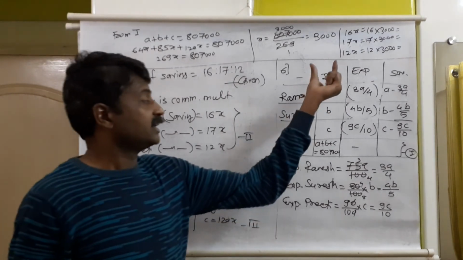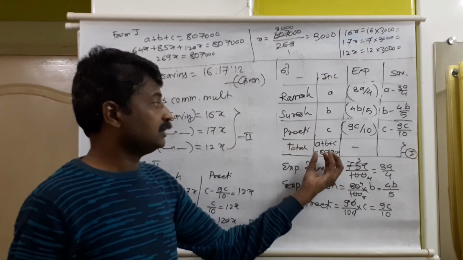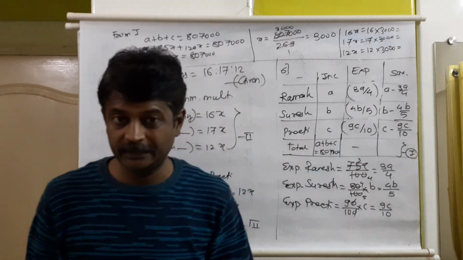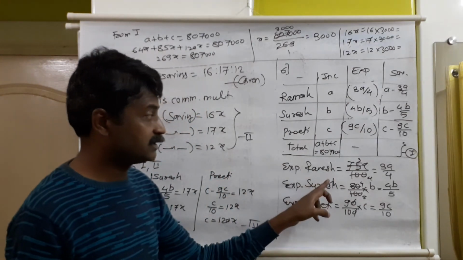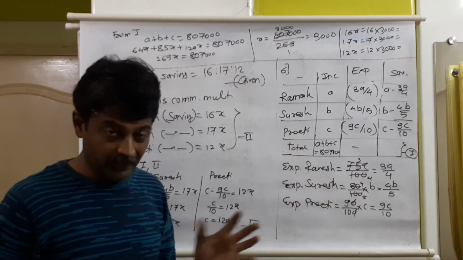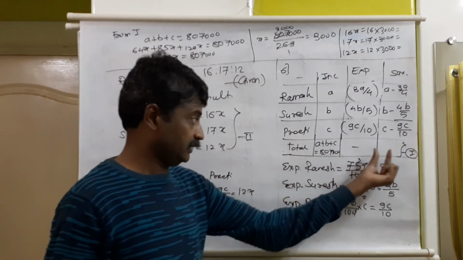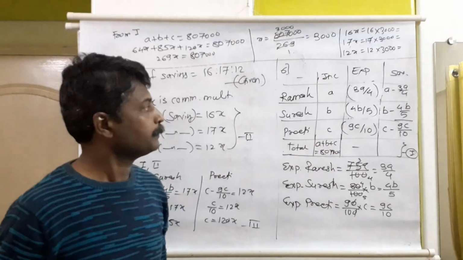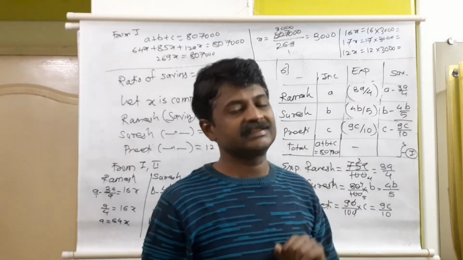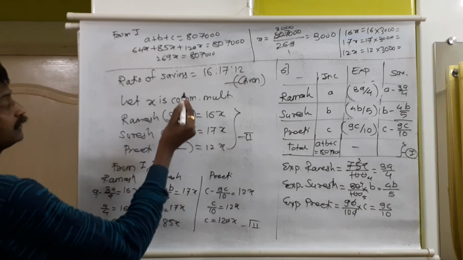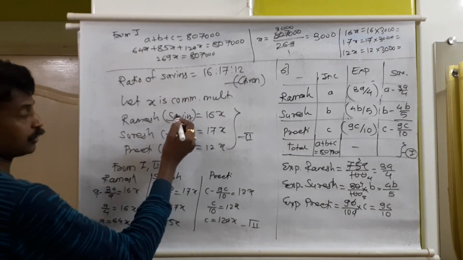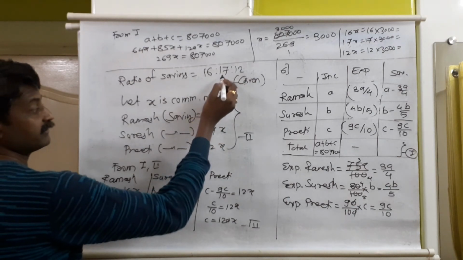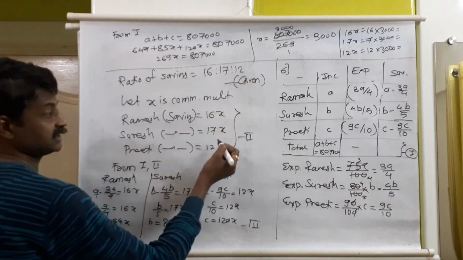See, we consider their incomes ABC, but the total income is given 8,07,000. Expenditure, as per the percentage given, we calculated it in the form of ABC because income is in the form of ABC. Then income minus expenditure gives savings. New saving was also given in the form of ratio. X we consider a common multiple. So for Ramesh 16x is the saving, for Suresh 17x is the saving, and for Preeti 12x is the saving.